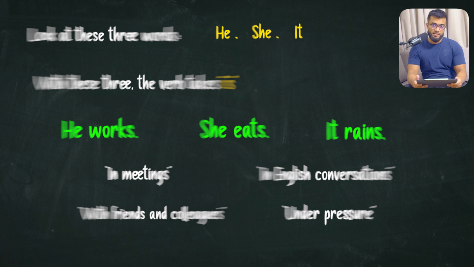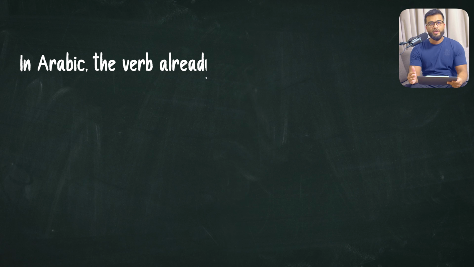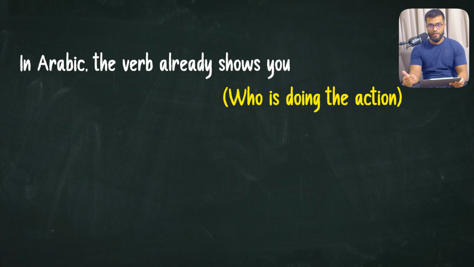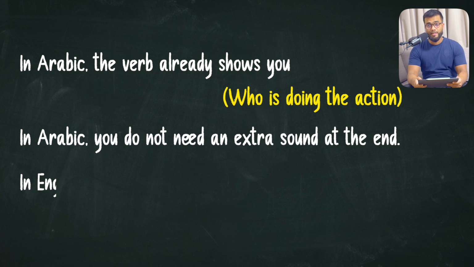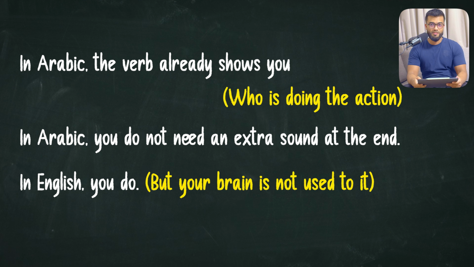The reason is, in Arabic, the verb already shows you who's doing the action. The information is inside the word. So in Arabic, you don't need an extra sound at the end. In English, you do, but your brain is not used to it. So under pressure, in a fast meeting, in a real conversation, the S disappears. That's where the problem begins.